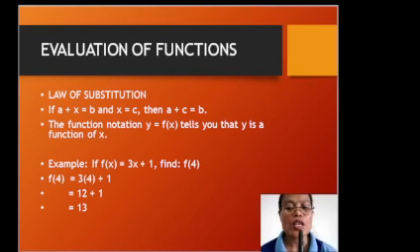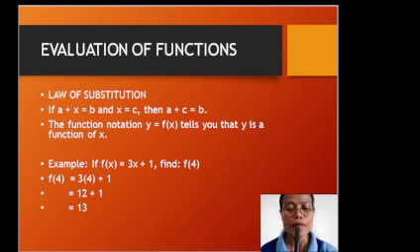The function notation y is equal to f of x tells you that y is a function of x. Again, the function notation for y is f of x. So f of x and y are the same. And it will tell you that y is a function of x, meaning y depends on x. That's the meaning of the word function there. The y depends on the value of x. We cannot get the value of y unless we are given the value of x.